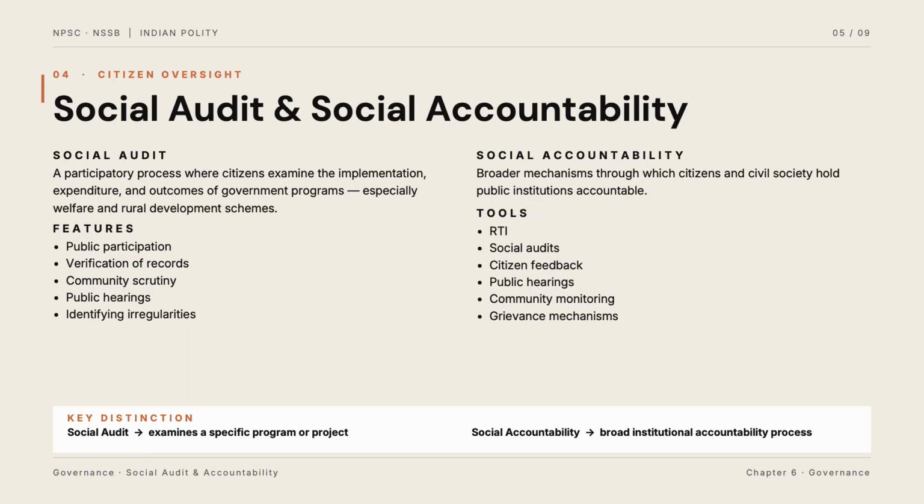Social audit and social responsibility. This is the last third or fourth slide. Please bear with me. Social audit is a participatory process where citizens examine the implementation, expenditure, and outcomes of government programs, especially welfare and rural development schemes. And social accountability is a broader mechanism through which citizens and civil society hold public institutions accountable. So you look at social audit, you look at features: public participation, verification of records, community scrutiny, public hearings, identifying irregularities. The best example that I can give you when it comes to social audit is the MGNREGS scheme.